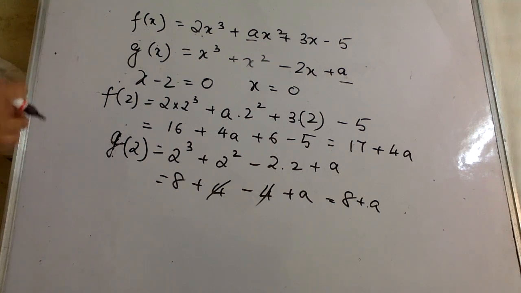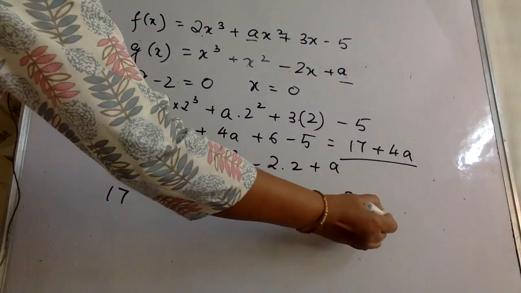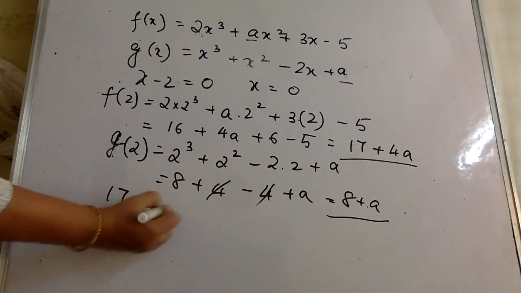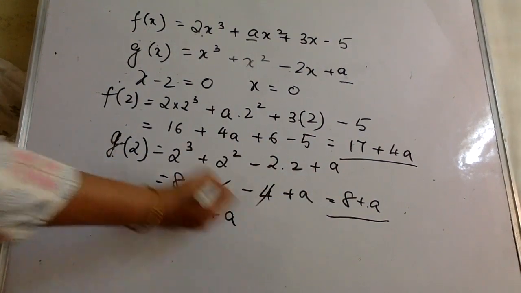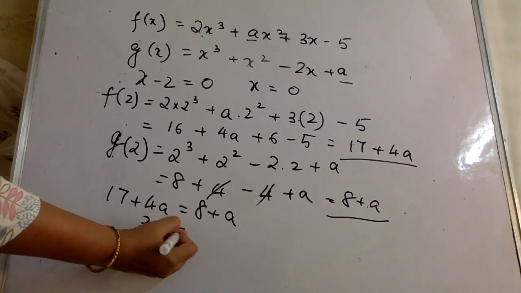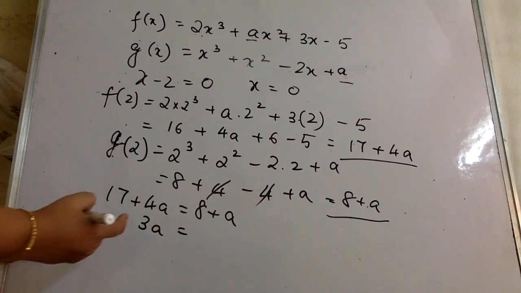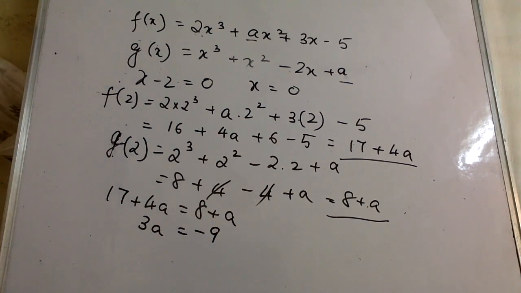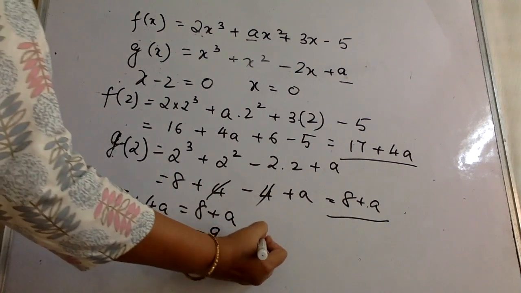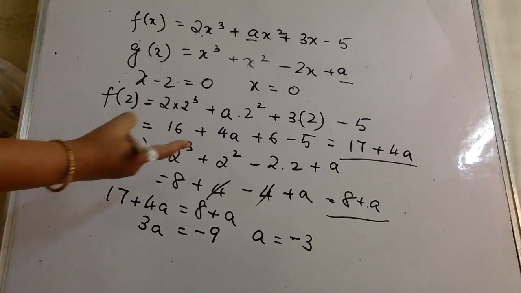Now as you can see in the question, they have told that the remainders are equal. They give the same remainder. So why not equate the two remainders? If we equate the two remainders, we get 3a. This is a simple linear equation, and that gives me minus 9, and a is equal to minus 3. So a becomes minus 3.